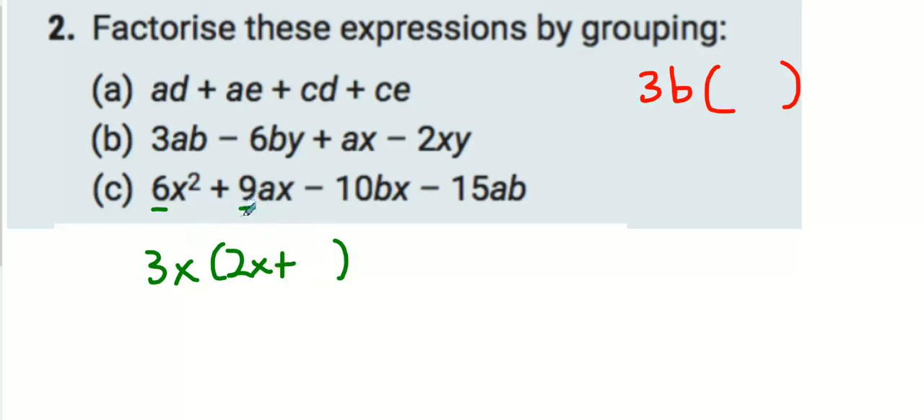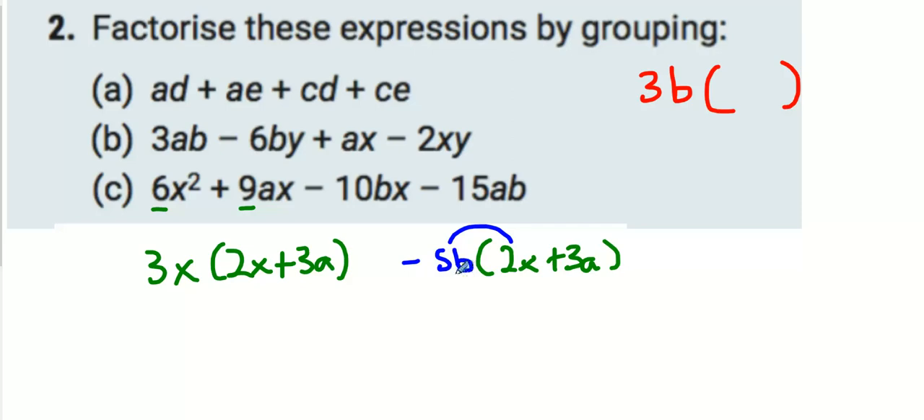3 times what gives you 9? 3. 3a, is it? Okay. What do we know about the second bracket? Don't be the same, isn't it? And then, that's all right. Now, what number multiplies by 2x to give you minus 10bx? Minus 5b.